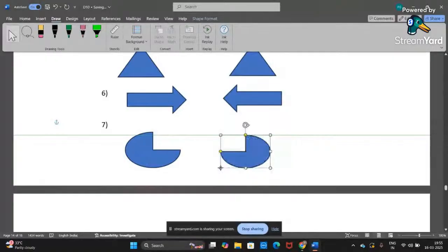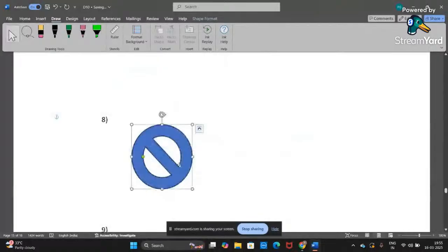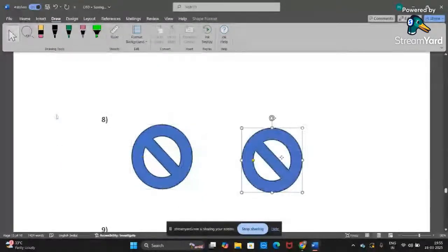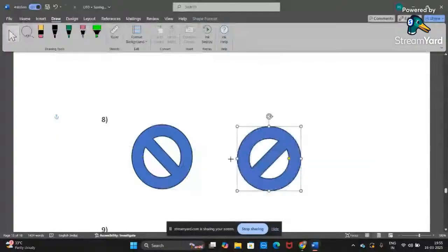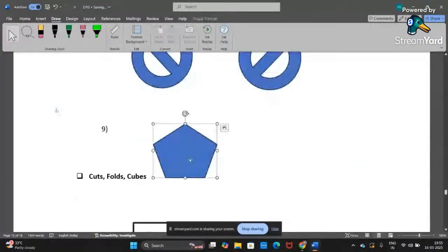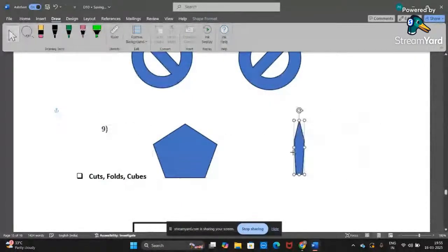Like this. For this, the mirror image will look like this. For this, the mirror image will look like this, right? And for this, the mirror image will look like this.